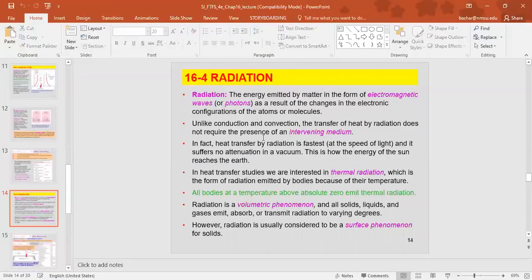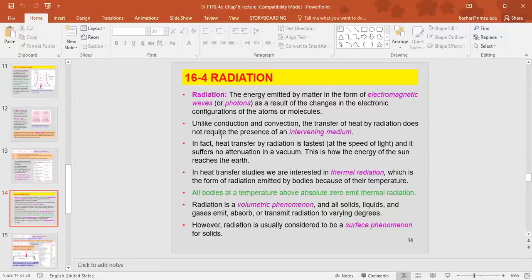The last fundamental heat transfer mechanism that we will talk about is radiation. Radiation is defined as the energy emitted by matter in the form of electromagnetic waves or photons as a result of the change in the electronic configuration of the atoms or molecules. So it's simply electromagnetic waves or photons emitted by matter.